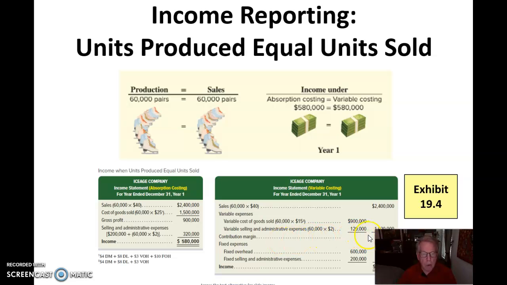So now below the contribution margin line is our fixed costs, only fixed costs. I have fixed overhead of $600,000 and fixed selling and administrative of $200,000, totaling $800,000, and that leaves me nicely with $580,000, same as full absorption costing. Okay.